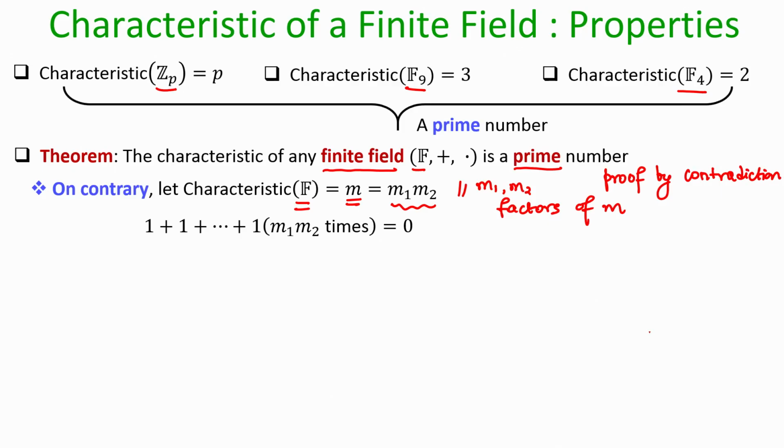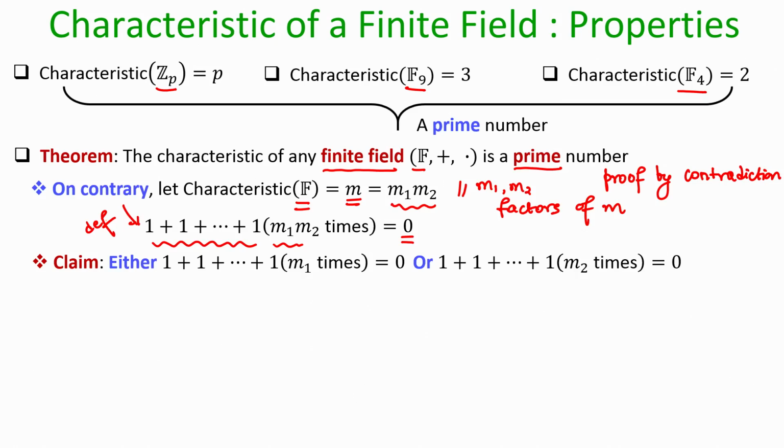Now, since the characteristic is m, where m is the product of m1 and m2, that means in the field F, the element 1 when added m1 m2 times will give you the additive identity 0. That comes from the definition. Now, if this is the case, then I am going to prove that either the element 1 added to itself m1 times will give you the element 0, or the element 1 added to itself m2 times will give you the element 0. That is what I am going to show next.